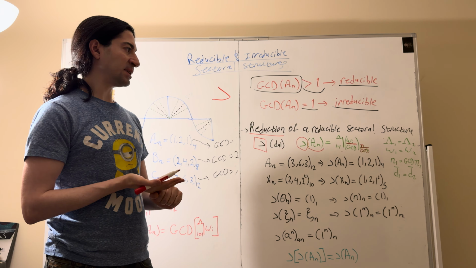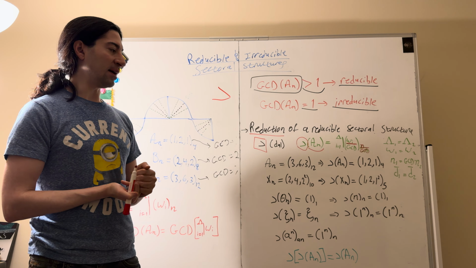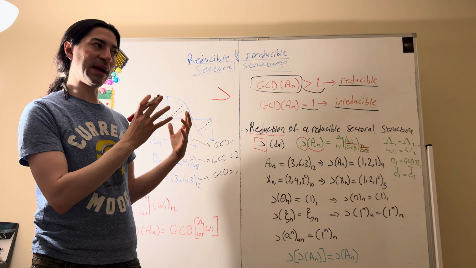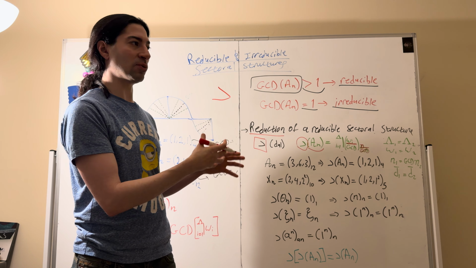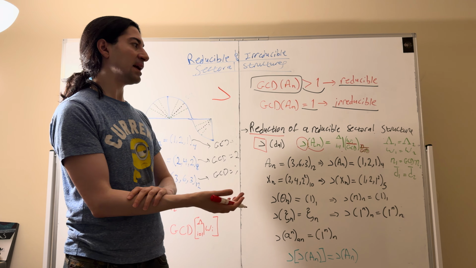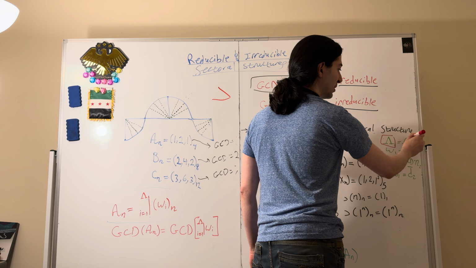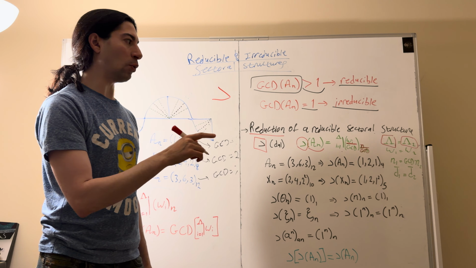A few properties of the dal operation. If we have the initial sectoral structure AN and we reduce it to another sectoral structure, both sectoral structures will have the same order, lambda, and both will have the same walk.